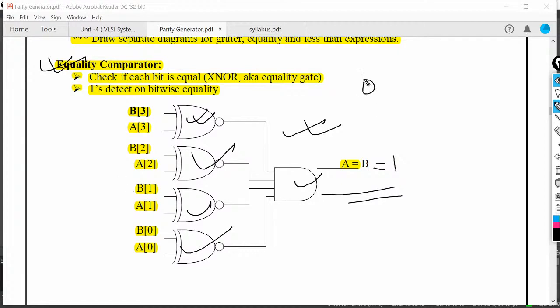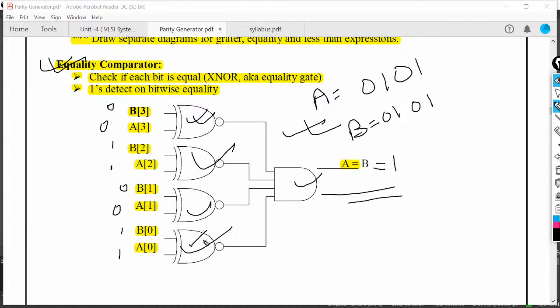We can check it by taking some examples. We are taking a equals 0101, and similarly we are taking b equals 0101. So this one is a0 and this one is b0, and I am providing the bit combination here, a0 and b0. Now this one is a1, this one is b1, so I am providing similar input combination. We are providing the last bit as 00.